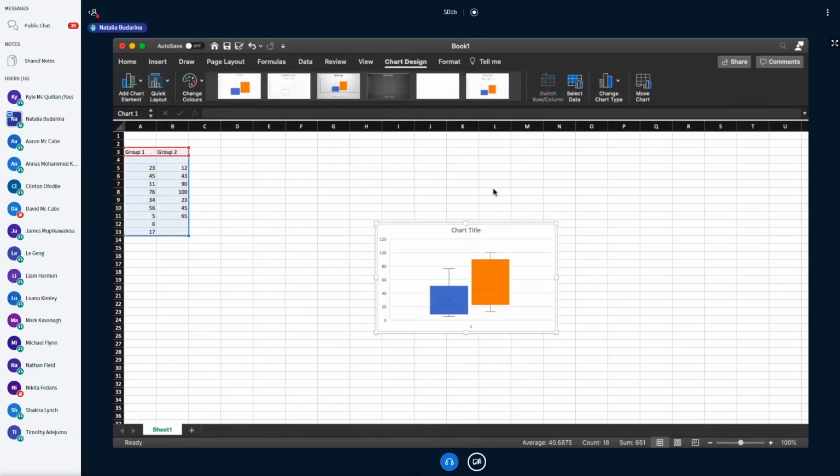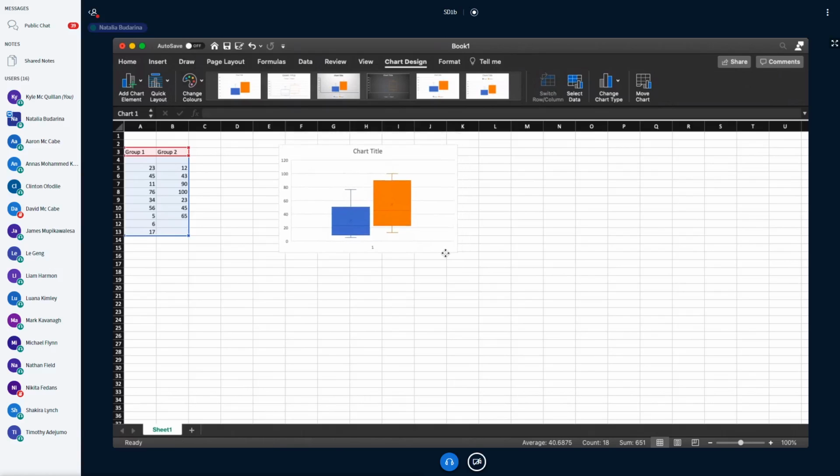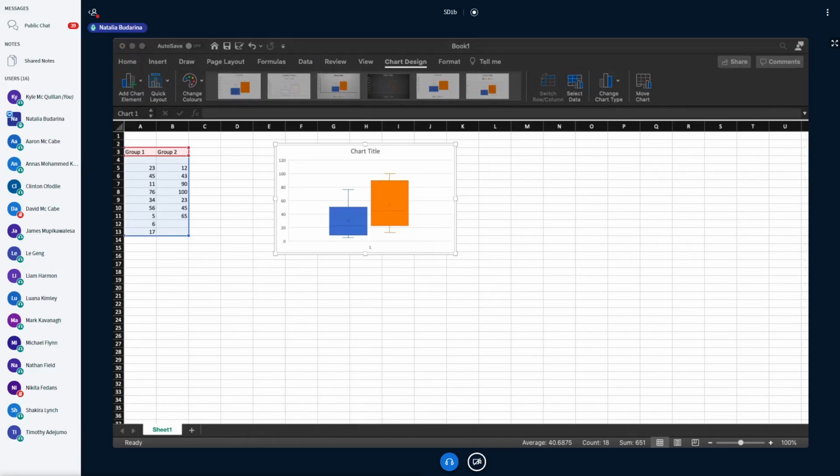I have it here. So you can see that my box chart is here for 2 groups. Now we will discuss what I have here together with you. Look, I have 1 box plot, and now I will compare these two charts.